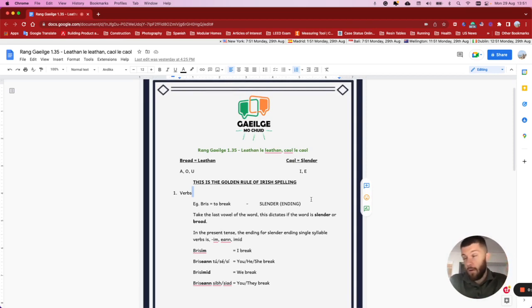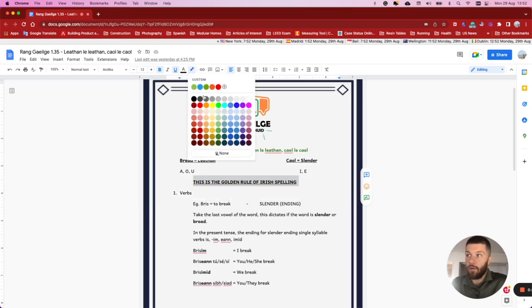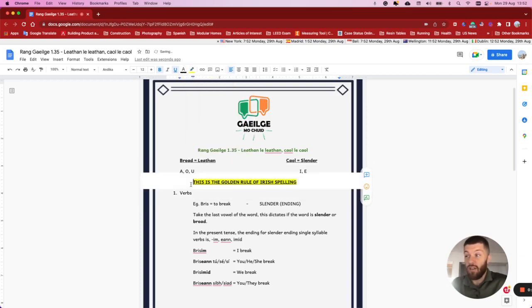Broad vowels are A, O, and U, and caol vowels, or slender vowels, are I and E. So not only the capital letters, but the lowercase letters as well. This is the golden rule of Irish spelling, which means when you're conjugating verbs, or especially when you're writing, this is probably the most important thing you'll have to know.